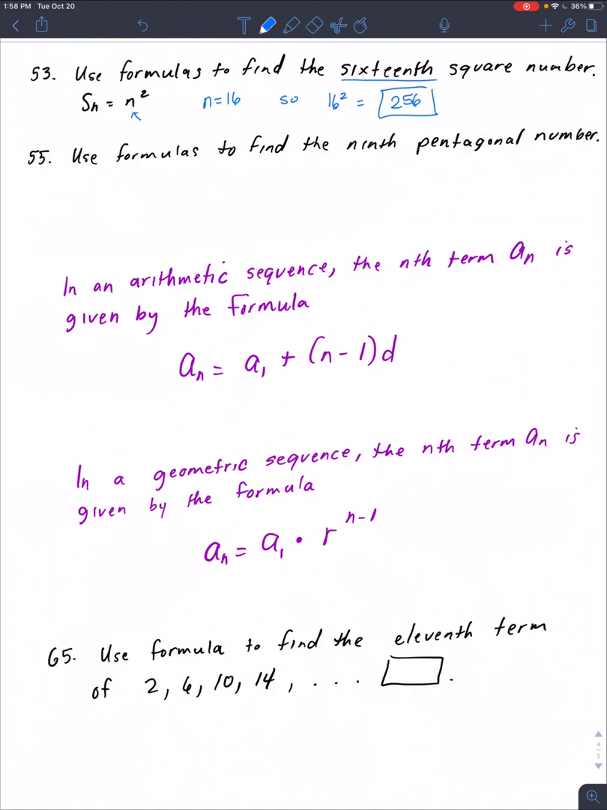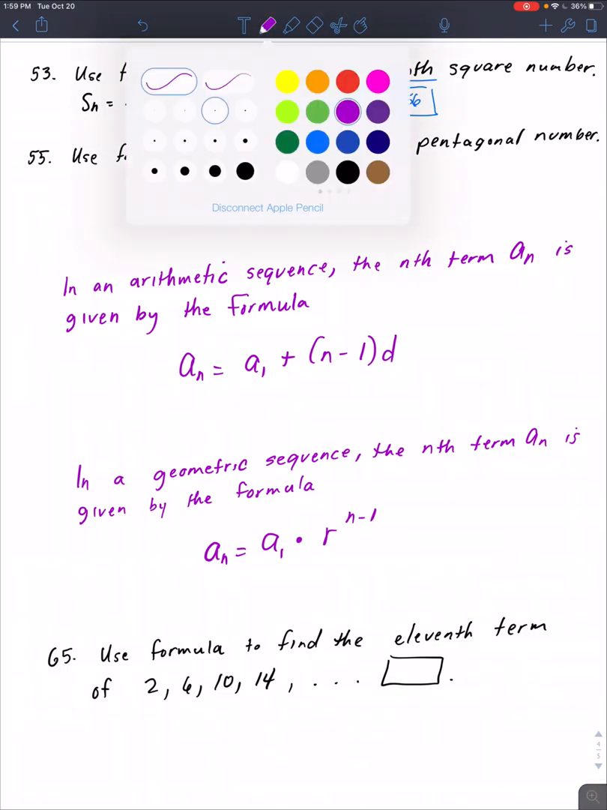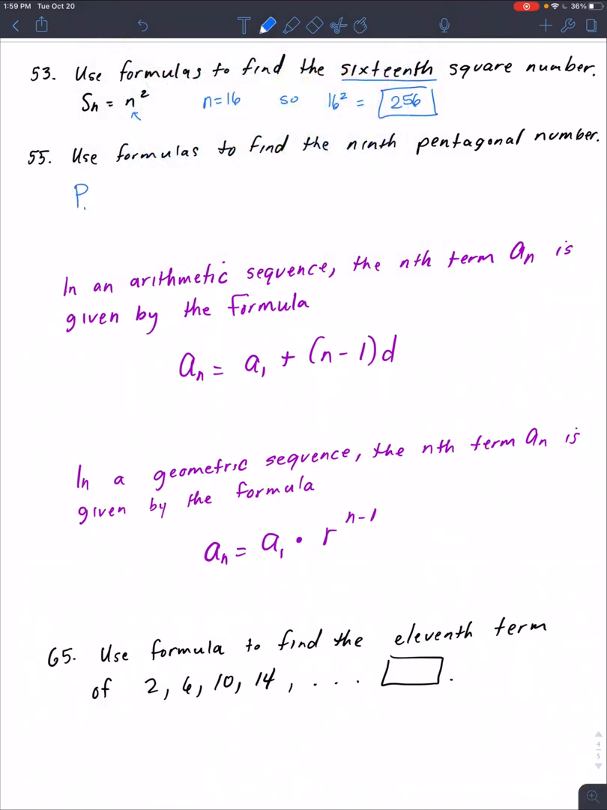Okay, use formulas to find the 9th pentagonal number. So first of all, you need the formula for that. So let me put this in blue. Pentagonal number is n times 3n minus 1, divided by 2. Alright? They want us to find the 9th. Okay, so you want to make sure you write that formula down because you might need it later if you haven't already from your PowerPoint notes.